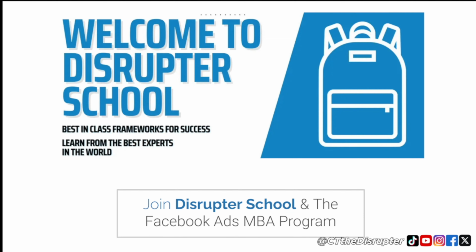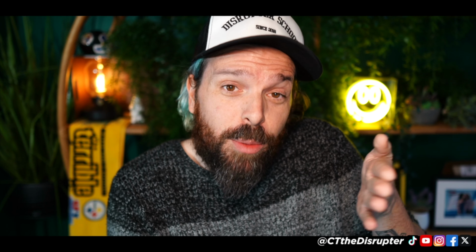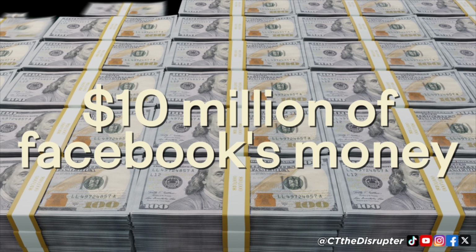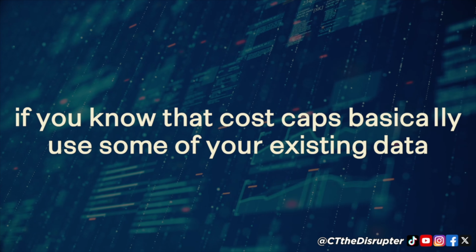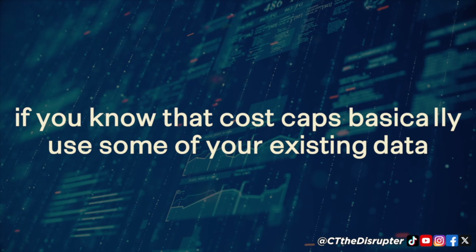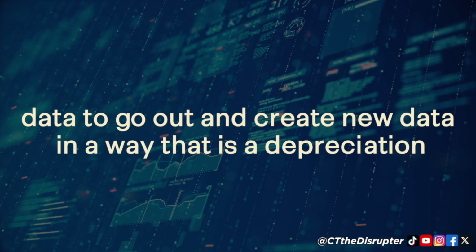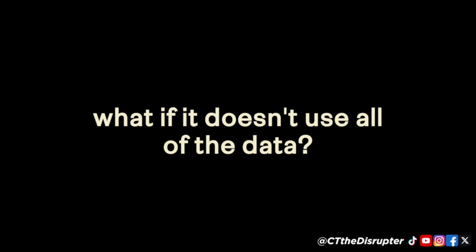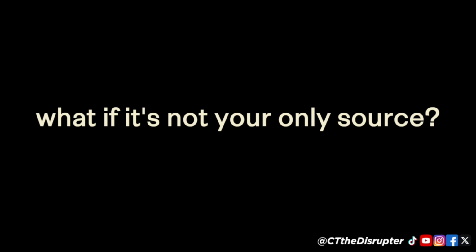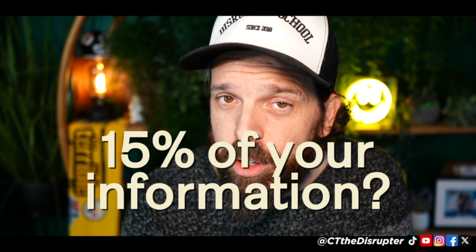So let me give you 2 of mine that I've been teaching in Disruptor School and inside my Facebook group. And when I wrote the book on cost cap CBO back in 2018, $10 million into Facebook's money, we clearly defined what they were. First off, incremental spend. If you know that cost caps basically use some of your existing data to go out and create new data in a way that is a depreciation, well, what if it doesn't use all of the data? What if it's not your only source? What if it's only 5, 10, 15% of your information?